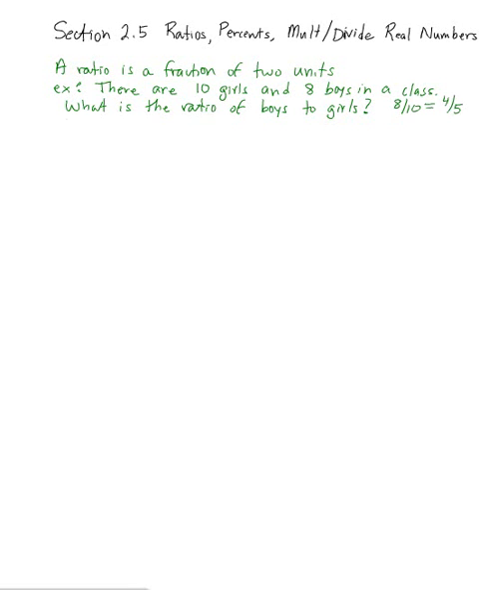I might ask you, what is the ratio of girls to total number of students? And you would start with the number of girls. There are 10 girls. Divided by the total number of students. Well, there's 10 girls and 8 boys, so I guess there's 18 total. And you would reduce again by 2. You would write 5/9.